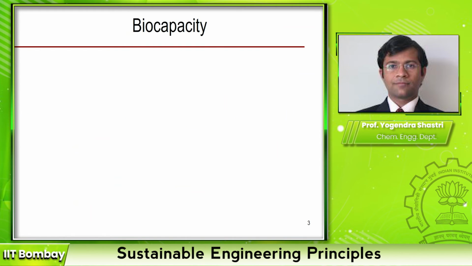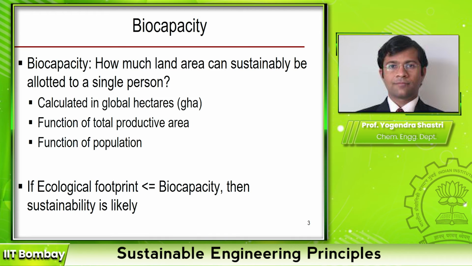I want to introduce a concept of biocapacity, which is related to ecological footprint. Now in ecological footprint, the idea was to look at the resources that are consumed by an individual and convert those into the land that is required, and the unit is global hectares. In biocapacity, we do a reverse calculation. We find out how much total productive land is available and therefore how much can be sustainably allotted to a single individual. So the unit again is global hectares.